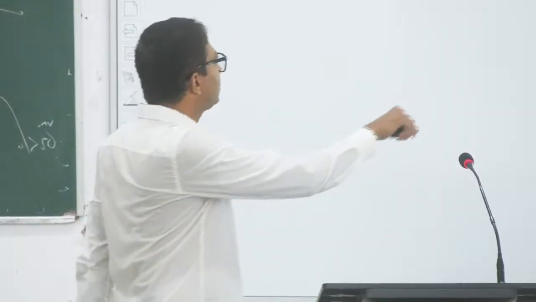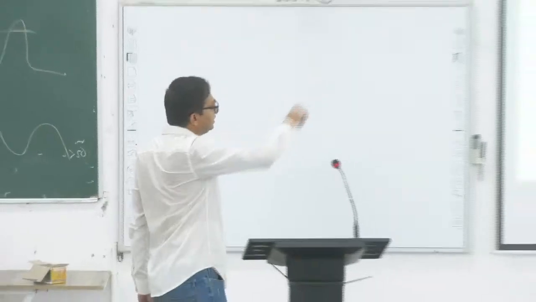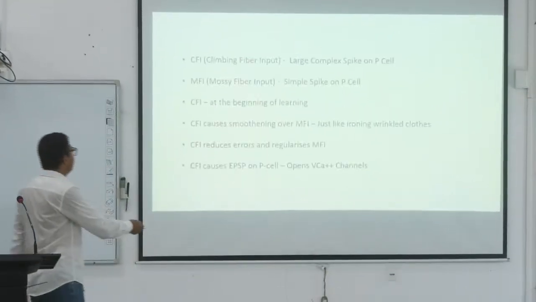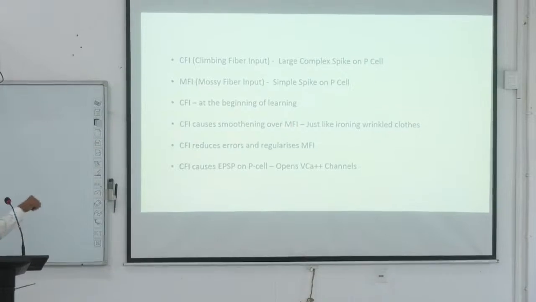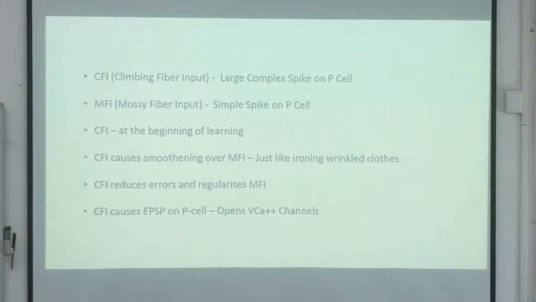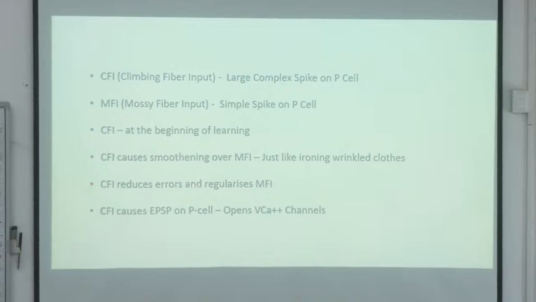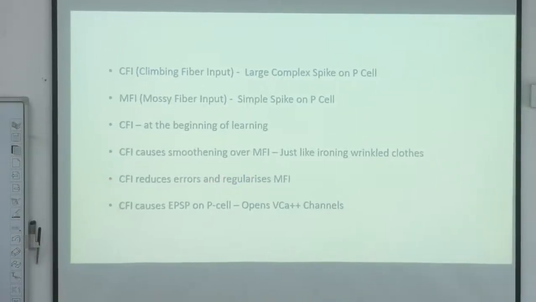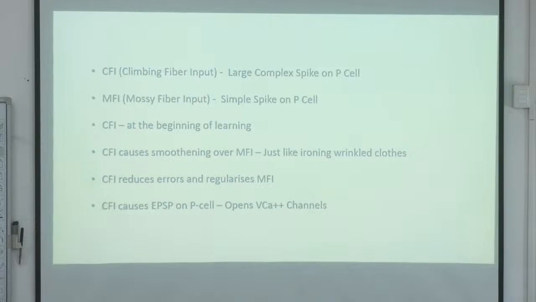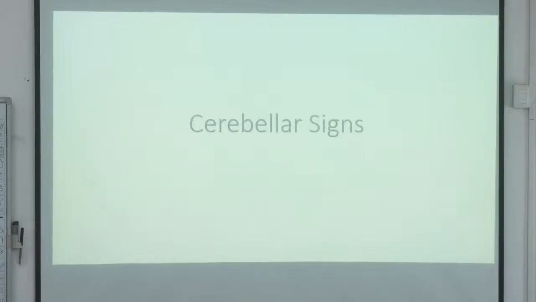So this input, this large complex spike, causes long term depression and smoothening of the MFI unit, right. So CFI causes smoothening over the MFI just like ironing over wrinkled clothes. CFI reduces errors and regularizes MFI, okay. CFI causes EPSP on the Purkinje cells and opens voltage gated calcium channels, right, okay, that's it.